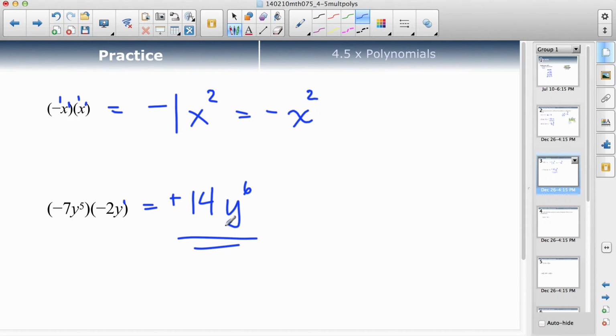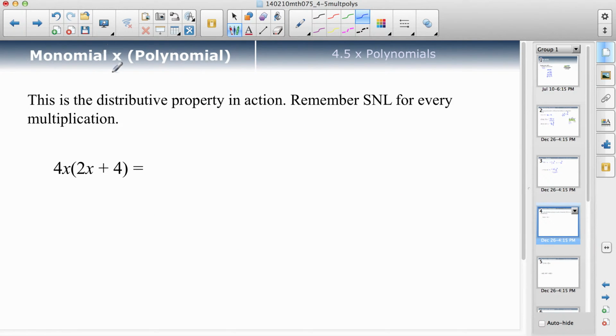Not too bad. Those are just monomials times a monomial. Let's try the next step up. Monomial times a polynomial, like this. So here I have a monomial outside, and I have to multiply it by two terms inside here. When you do that, that's the distributive property coming in action. We've seen that before. So I need to multiply this 4x times that, and then the 4x times the 4. Let me just use a different color. The 4x times the 4.